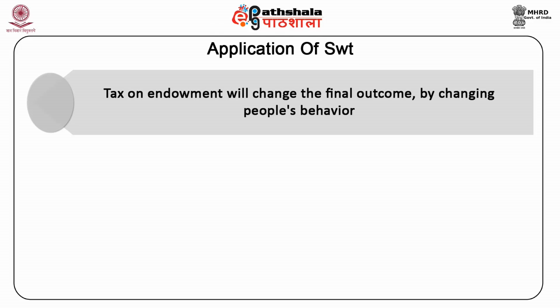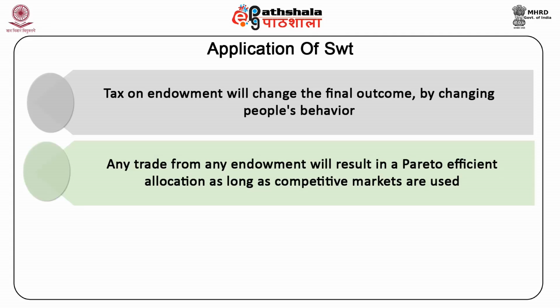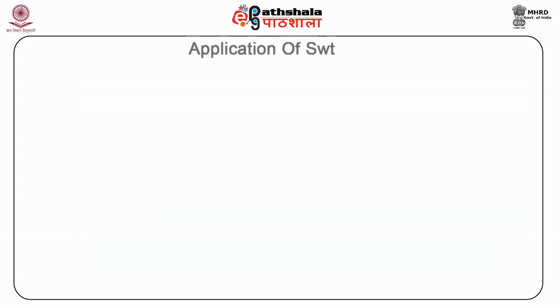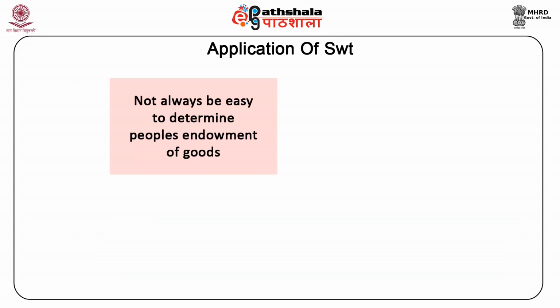But according to the first welfare theorem, any trade from any endowment will result in a Pareto efficient allocation as long as competitive markets are used. Thus, no matter how one redistributes endowments, the equilibrium allocation as determined by market forces will still be Pareto efficient. The problem with the above argument is that it might not always be easy to determine people's endowment of goods.